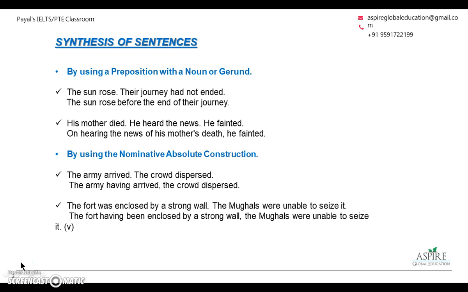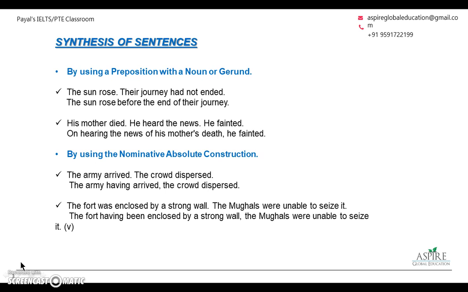We can also combine sentences using a preposition with a noun or gerund. The sun rose, their journey had not ended. The sun rose before the end of their journey. His mother died. He heard the news. He fainted. Whenever you make a sentence, you have to make sure that your sentence is correctly formed either in the chronological order, as in the time of action, what happens first has to come first, or in the priority order. So on hearing the news of his mother's death, he fainted.